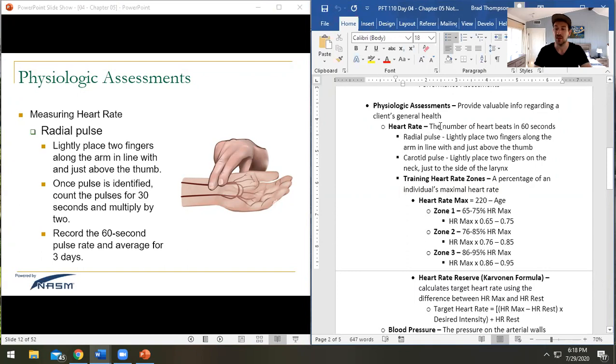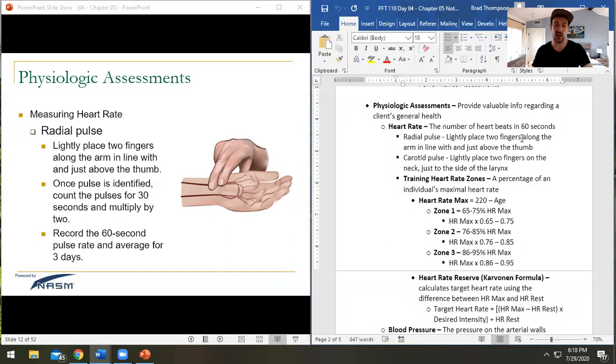But this is going to be the number of beats in 60 seconds, and you're going to measure it by lightly placing two fingers along the arm in line with and just above the thumb. So basically, you want to do this on their left hand. Make sure that they don't have a watch or anything like that on. And then you're going to take two fingers and go just where the thumb and the index finger meet and go a couple inches above that. And that's where you're going to find your pulse.